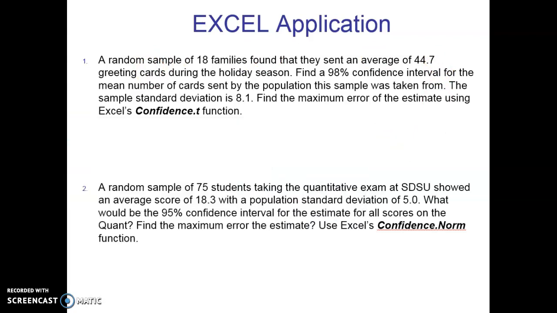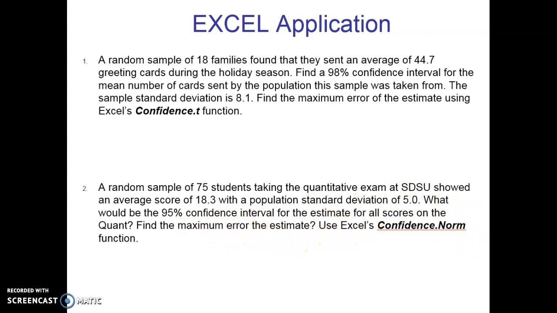Now we can do the same thing with this question down here. A random sample of 75 students taking the quantitative exam at SDSU showed an average score of 18.3 with a population standard deviation of 5. What would be the 95% confidence interval for the estimate of all scores on the quant? Find the maximum error for the estimate.